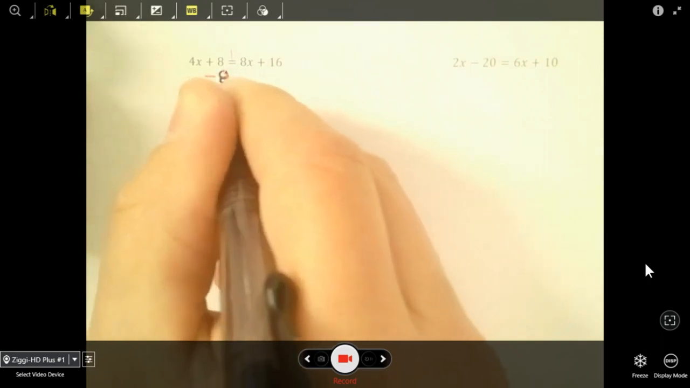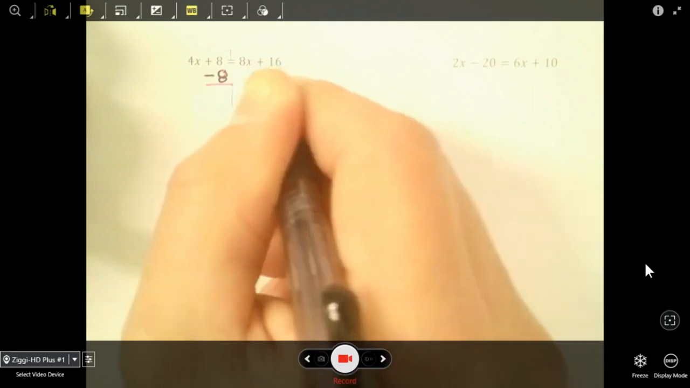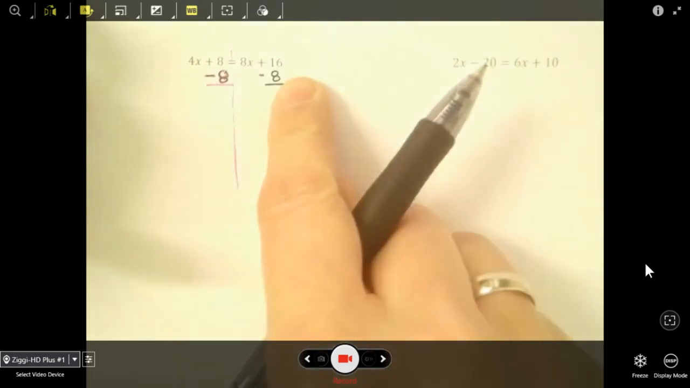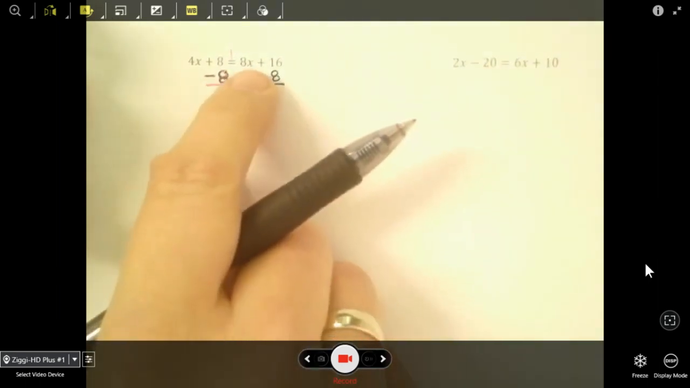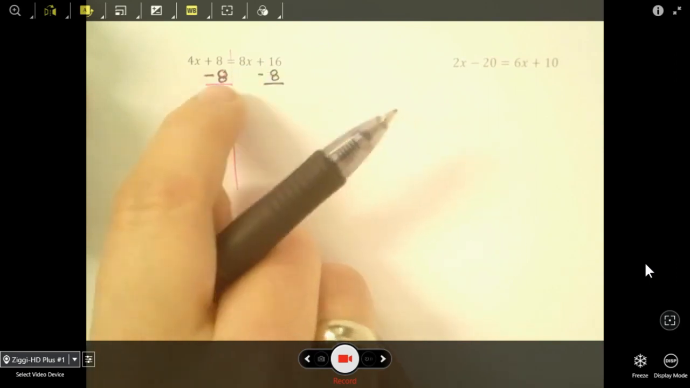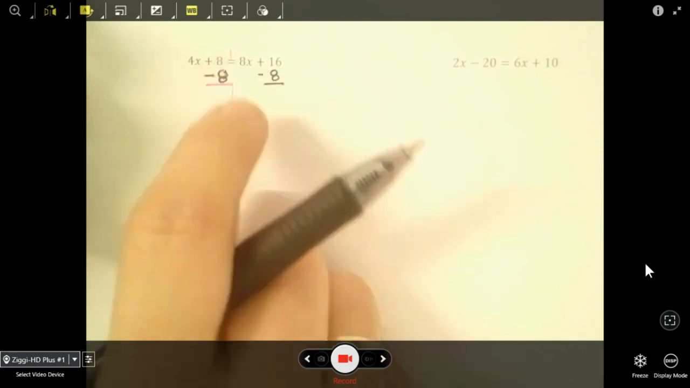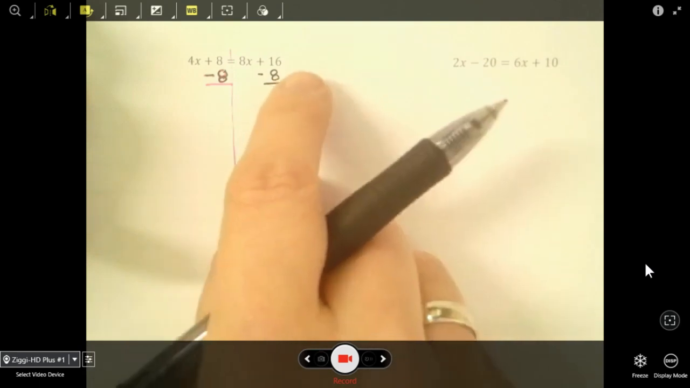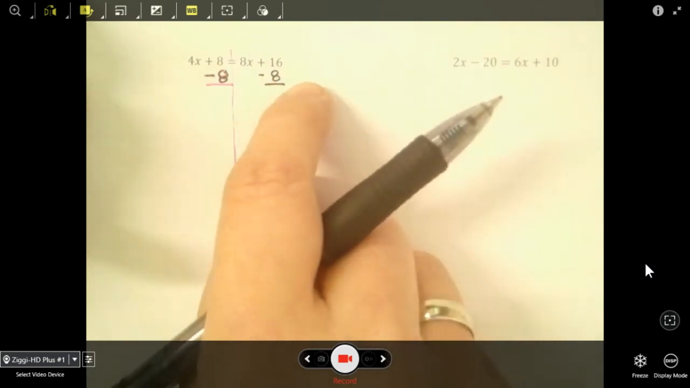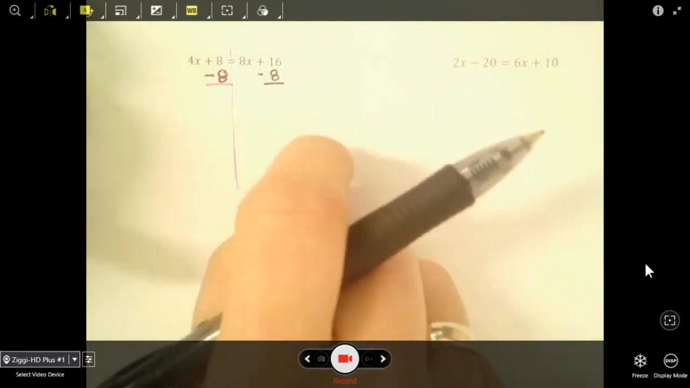So let me do that with my black pen. And I also subtract 8 from here. Now I want you to notice when I subtracted it from the right side, I did not subtract it from the variable, because we cannot subtract a constant from a variable because they are not like terms. We have to subtract like terms from each other, or add them for that matter.